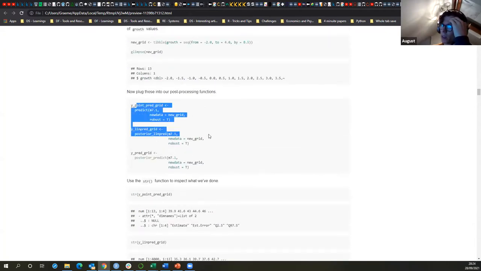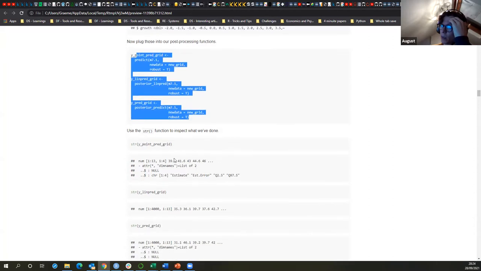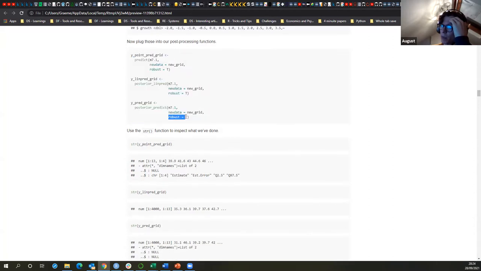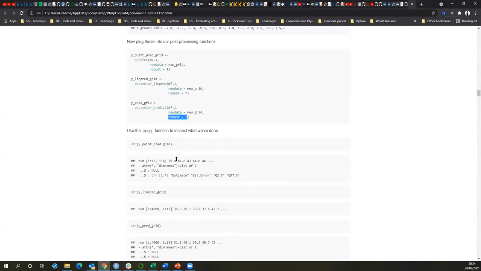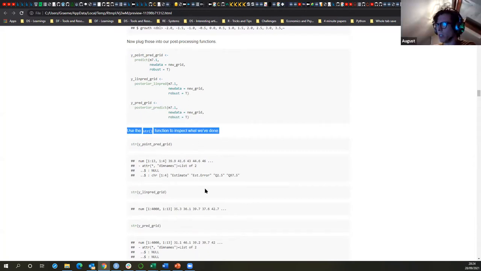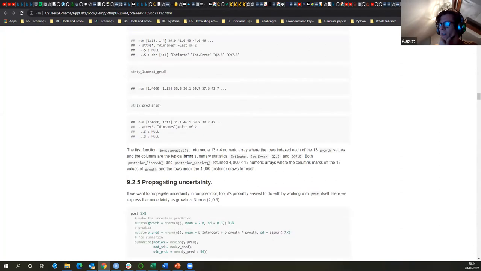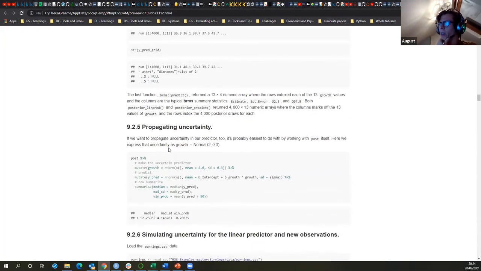And here it's just showing the different techniques for doing it. What happens when it's robust? Does that mean it uses the median? I believe so. Yeah, the median and the, yeah, because otherwise it goes to the mean. Median and absolute deviation. Okay, so then this section here, propagating uncertainty, is about pushing the uncertainty in our predictions forward so that we're not just predicting a value, but we're predicting uncertainty with our value as well.